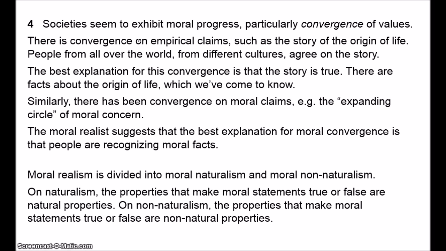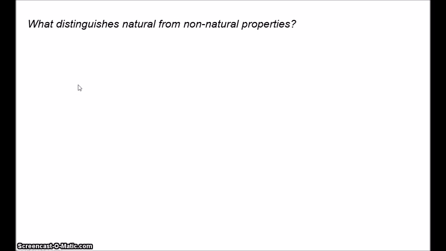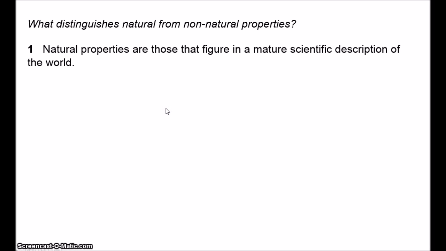This distinction between natural and non-natural properties is a bit tricky. So let's think about some suggestions. How do we distinguish natural from non-natural properties? What's that all about? Well, first of all, we could say that natural properties are those properties that figure in a mature scientific description of the world. They are properties that we come to know about through empirical study.